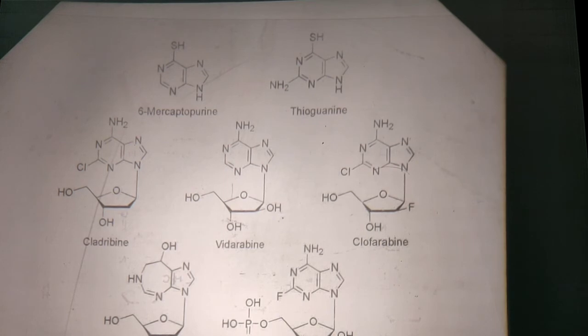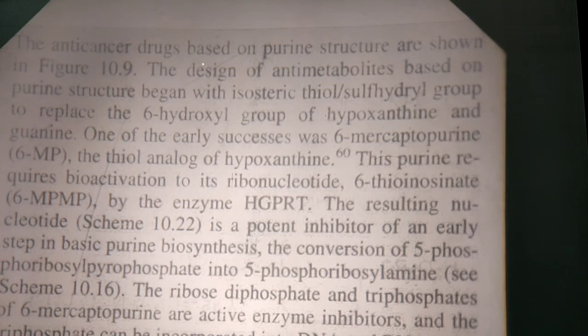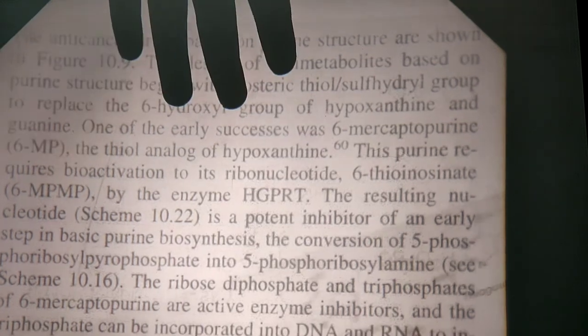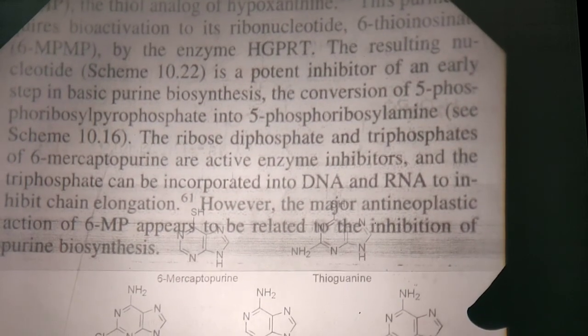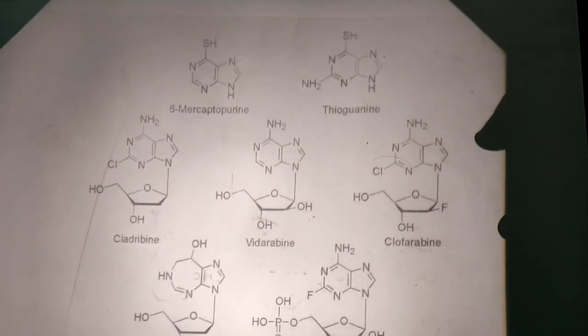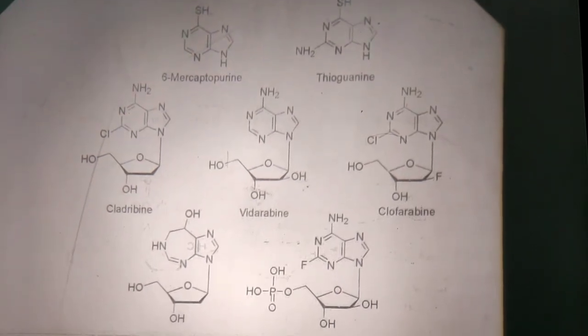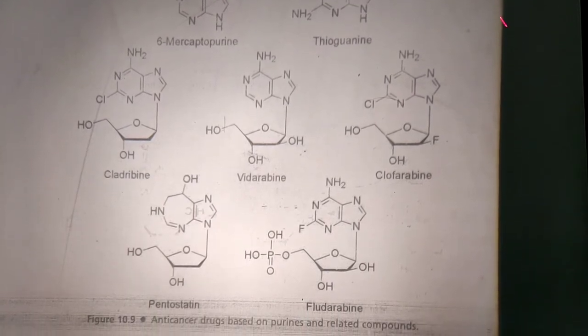In this case, I would like to explain that the anti-cancer drugs based on purine structure are shown in figure 10.9. Already it is explained to you. There is the 10.9, you can see. This is the exemplary drug, 6-mercaptopurine, and then this one and another one are anti-cancer drugs based on purine and related compounds.